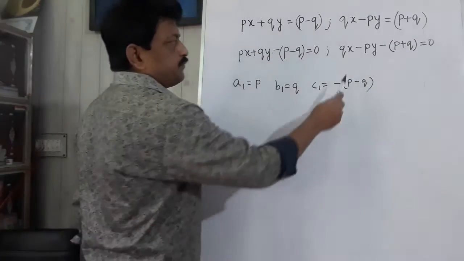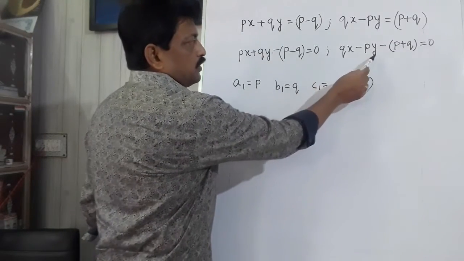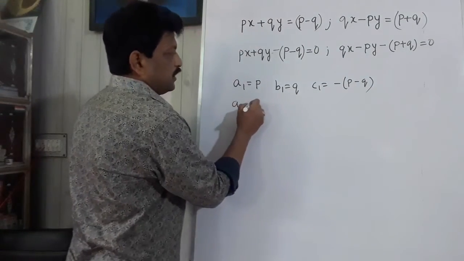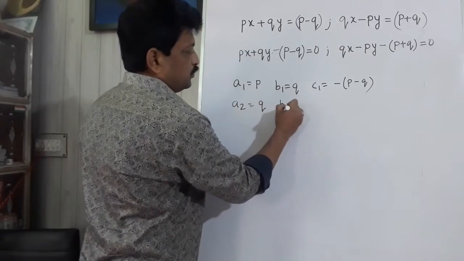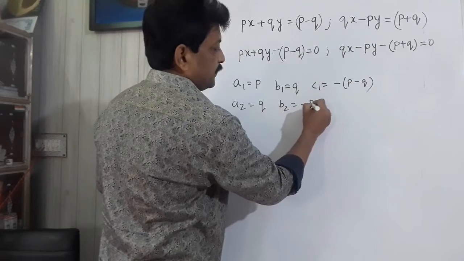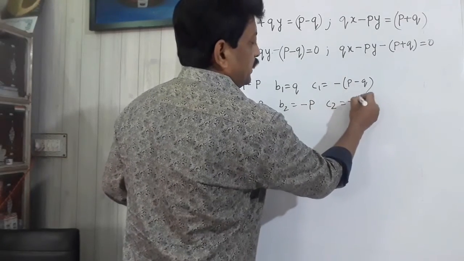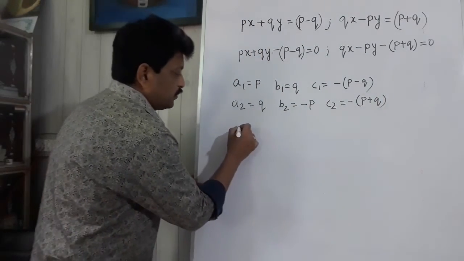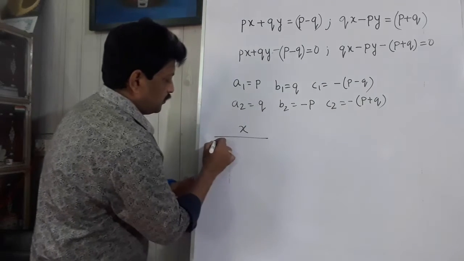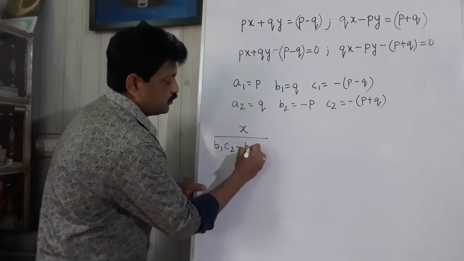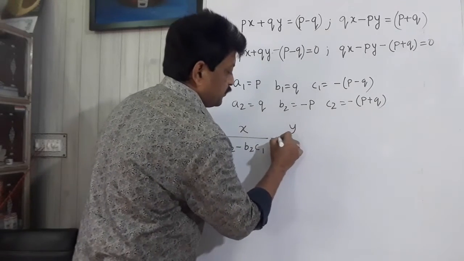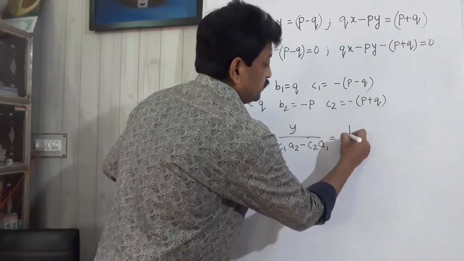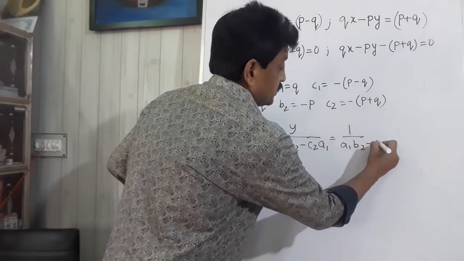Similarly in the second equation the coefficient of x is a2, the coefficient of y is b2, the constant term is c2. So a2 is q, b2 is minus p, and c2 is minus of p plus q. Understood? Okay, now let us use the equation x upon b1 c2 minus b2 c1 equals y upon c1 a2 minus c2 a1 equals 1 upon a1 b2 minus a2 b1.